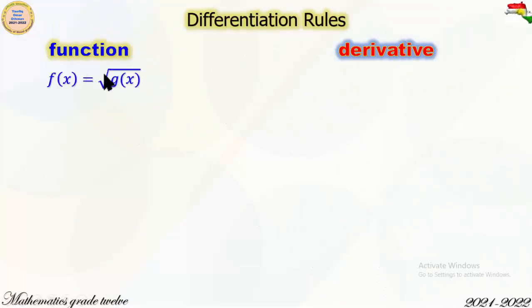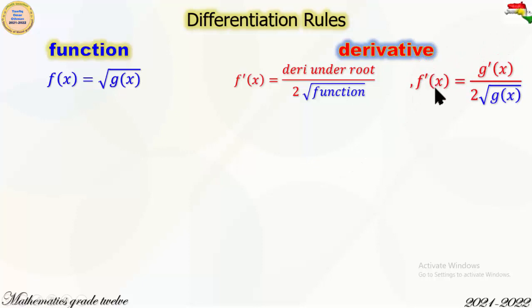F of x equal square root of g of x. That means if you have a function under the square root, to take the derivative of this function, take the derivative of the function under the square root over 2 times the square root itself, which means f prime of x is equal the derivative of g of x, g prime of x, over 2 times square root of g of x.